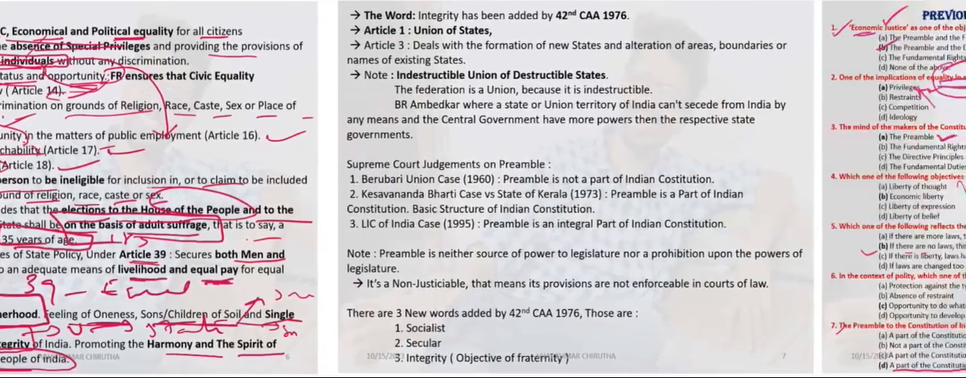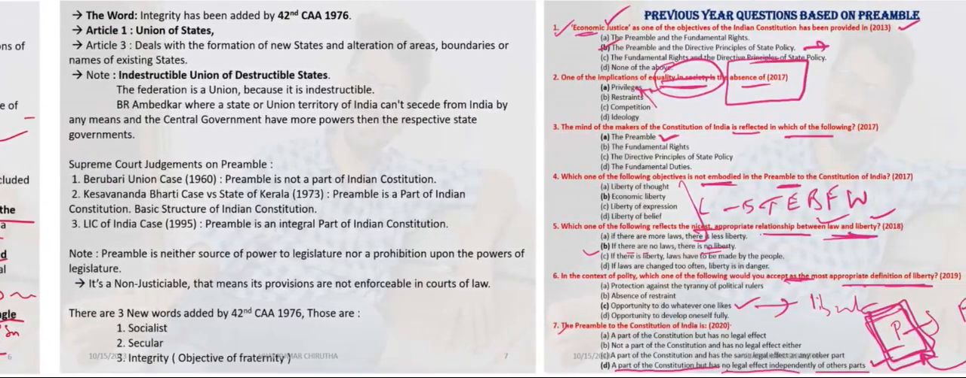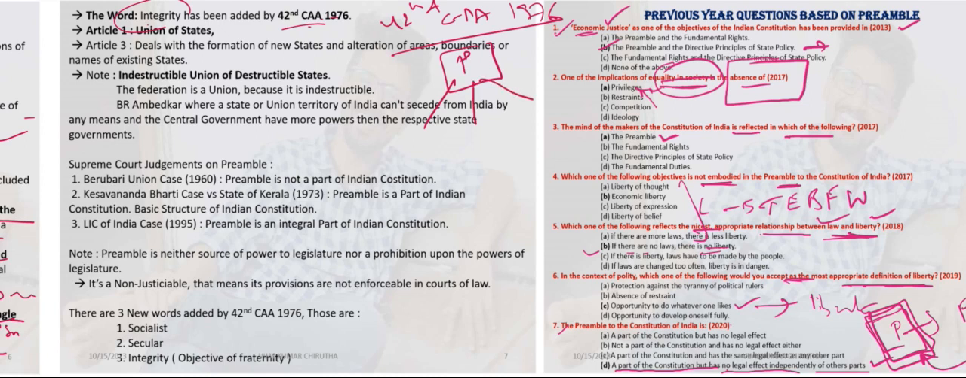There are only a few things left which we have to discuss. The word integrity was added by the 42nd Constitutional Amendment Act. We have to remember the 42nd Constitutional Amendment Act 1976. Only one time has the preamble been amended so far. There are three words added: socialist, secular and integrity. This integrity is under the fraternity objective.